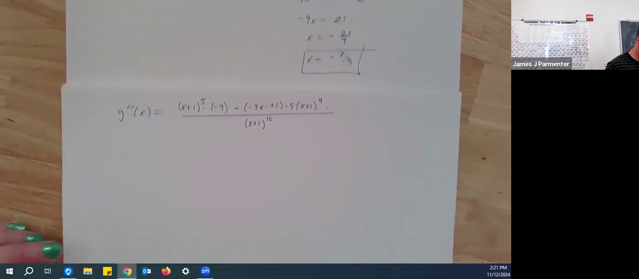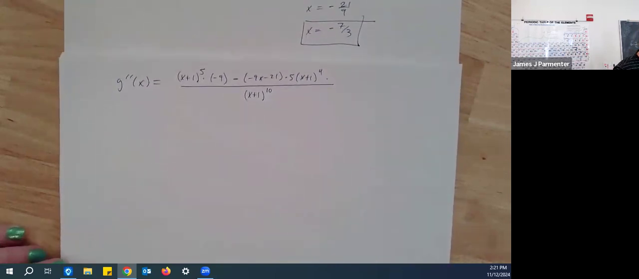All right, so looking at that expression, show me on your fingers, what's the power of x plus 1 I can factor out from the top?